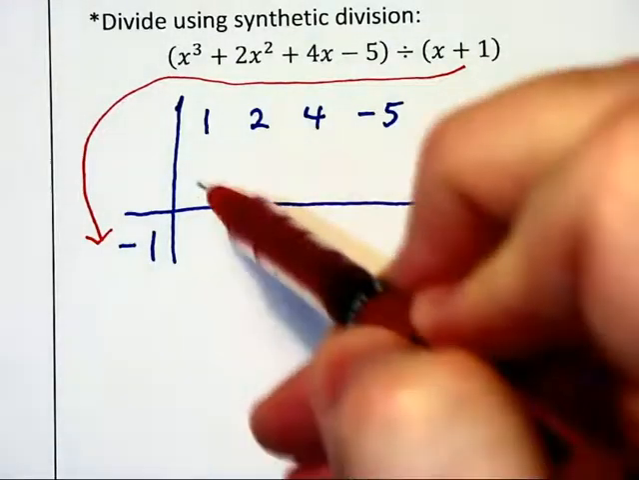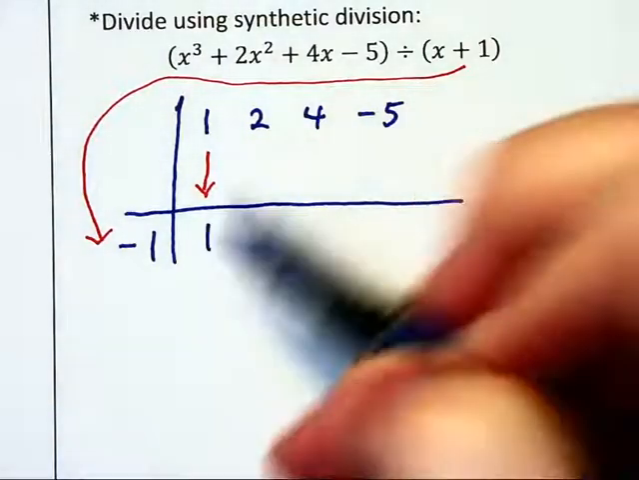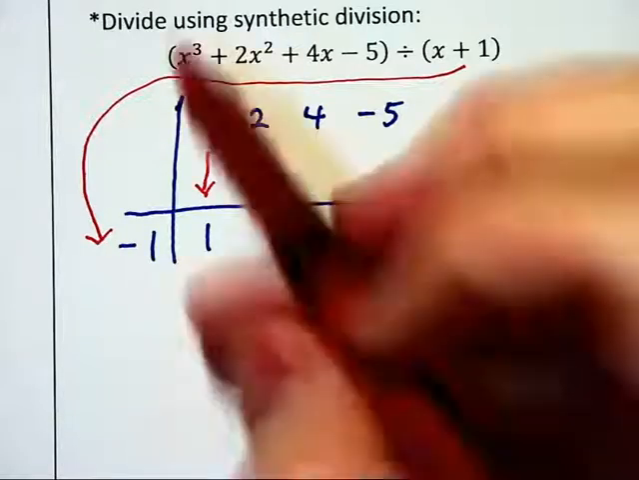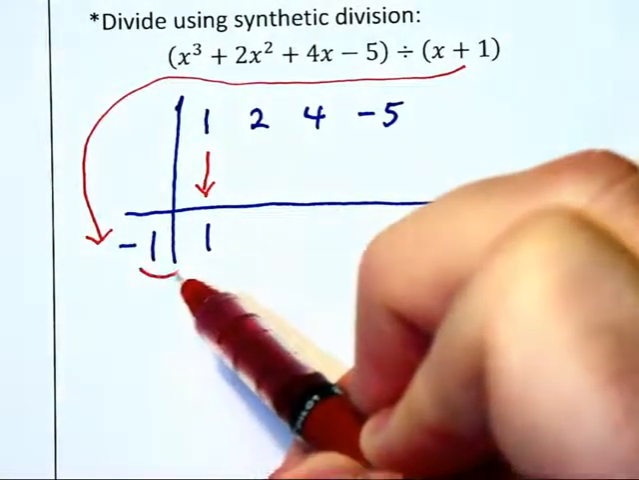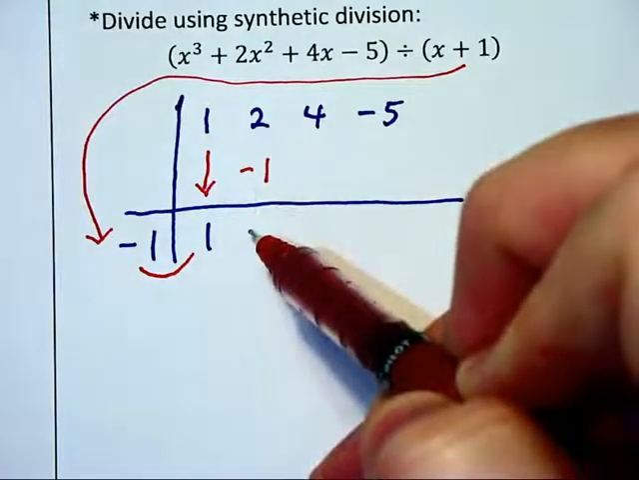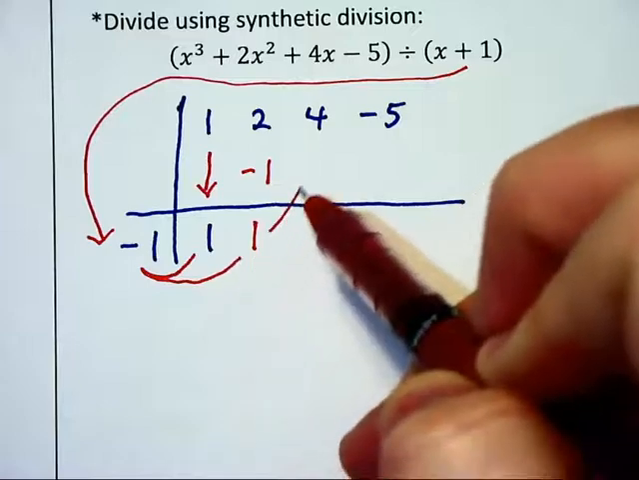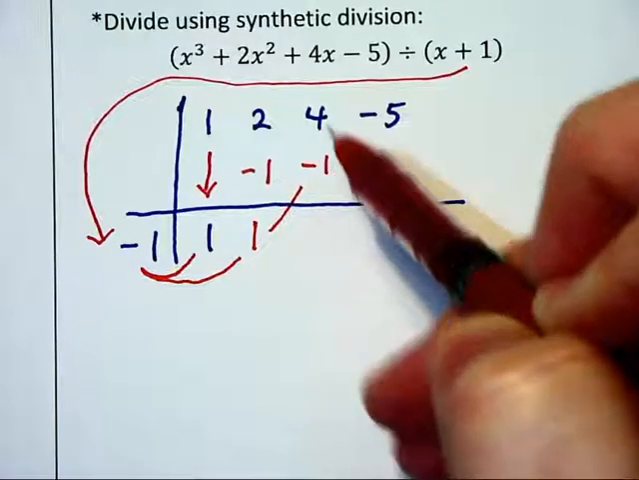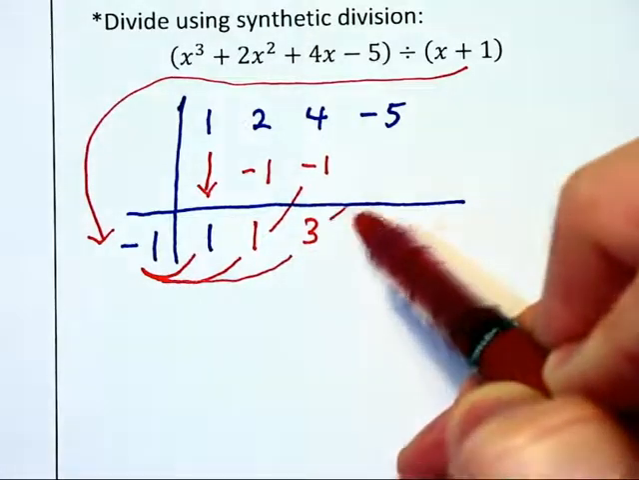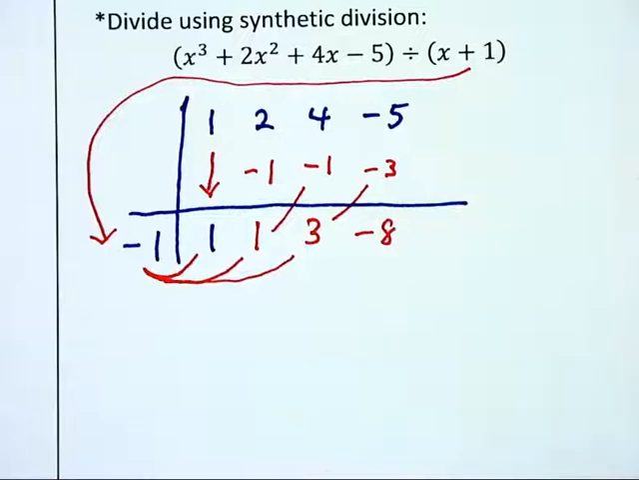Then I'm going to bring down my first term, always, 1, and begin a process of multiplication and addition. I'm going to take this -1 in the bottom left corner, multiply by 1 to get -1, add down to get 1. Then -1 times that 1 that just came down gives me -1, add down to get 3. Then -1 times that 3 is -3, add down to get -8.